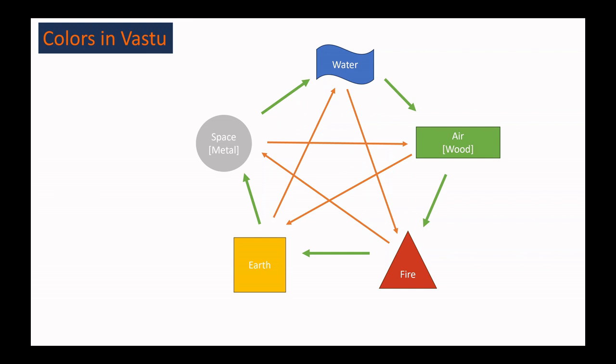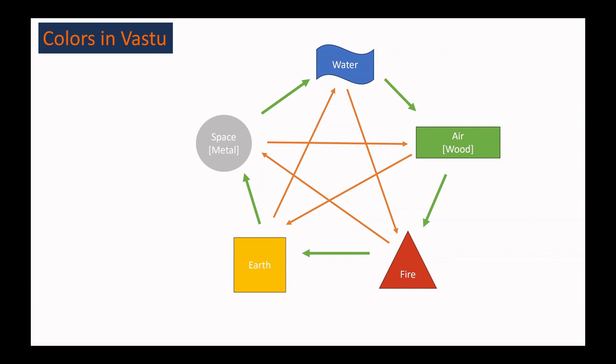Now in Vastu, there are five elements: water, air, fire, earth and space. Each element is associated with one color. Water is associated with blue, air is associated with green, fire is associated with red, earth is associated with yellow and space is associated with light gray.